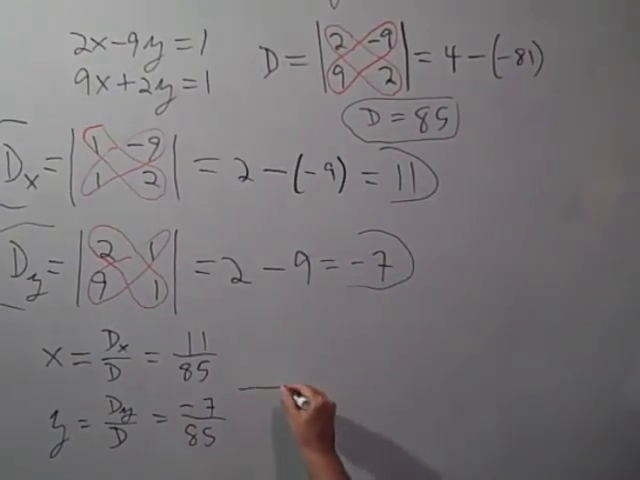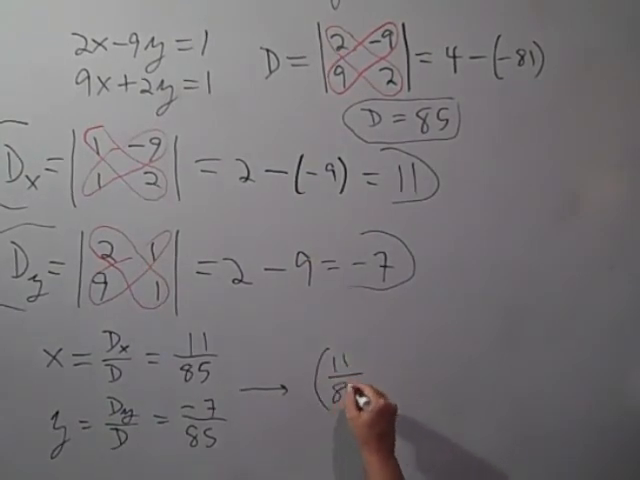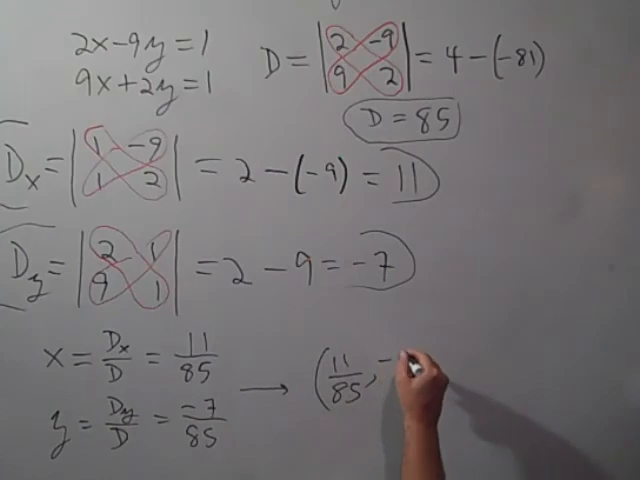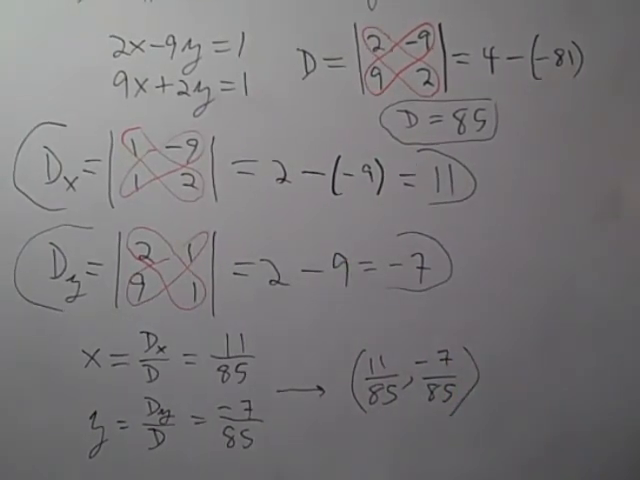We can put this all together into a single point. 11 85ths, comma, -7 85ths. So that point is the intersection of the 2 lines of this linear system. That's the solution to our linear system.